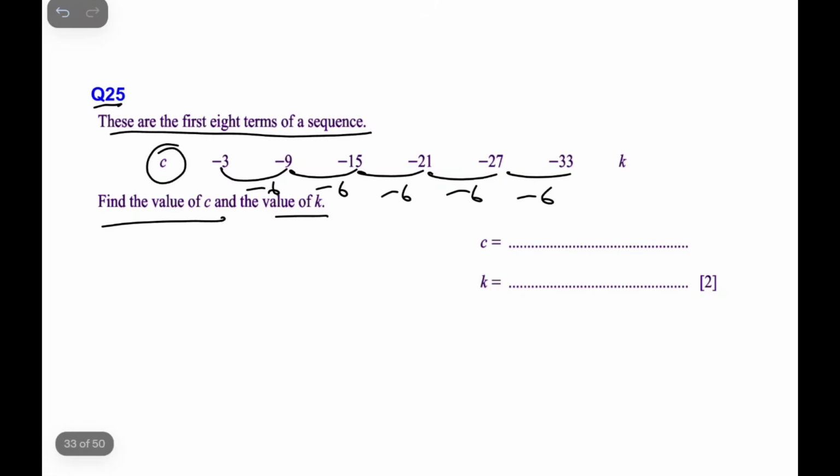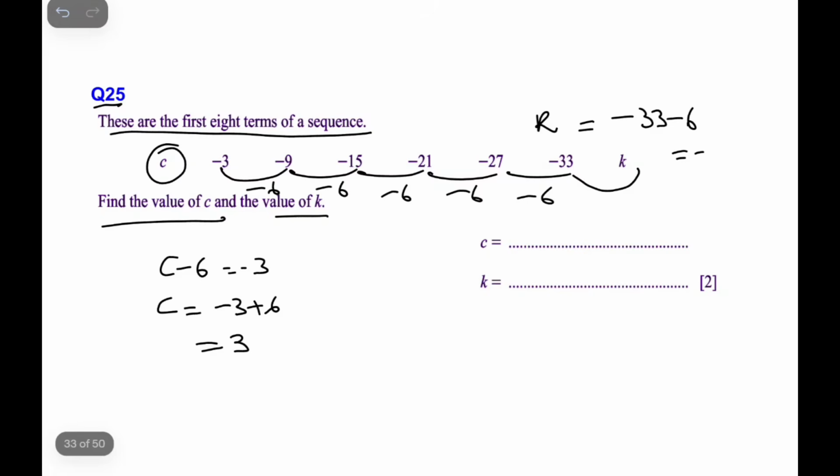So for c, now we know that c minus 6 will be minus 3. So c value will be minus 3 plus 6, that is 3. Now for k, minus 33 minus 6 will be equal to k. So k value will be minus 39. So 3 and minus 39 will be our answer.